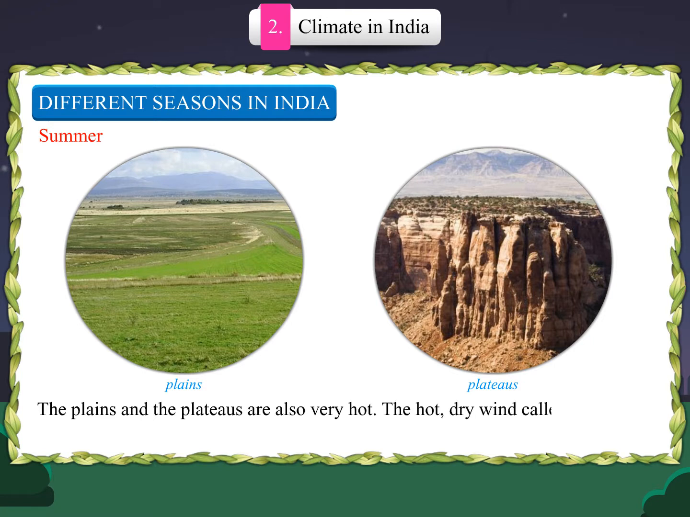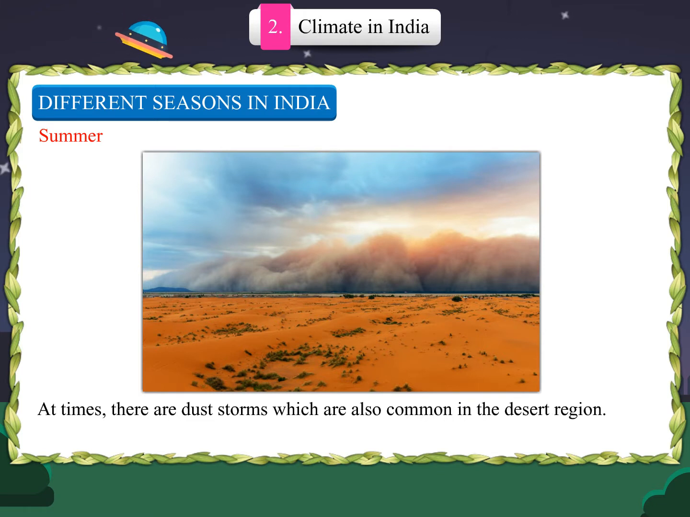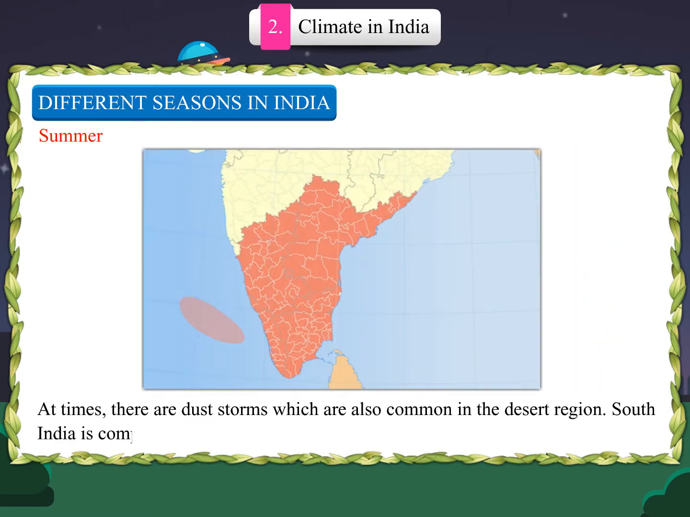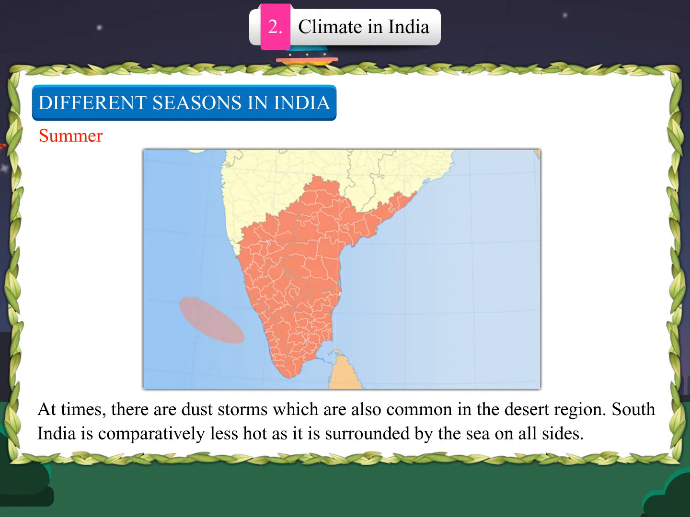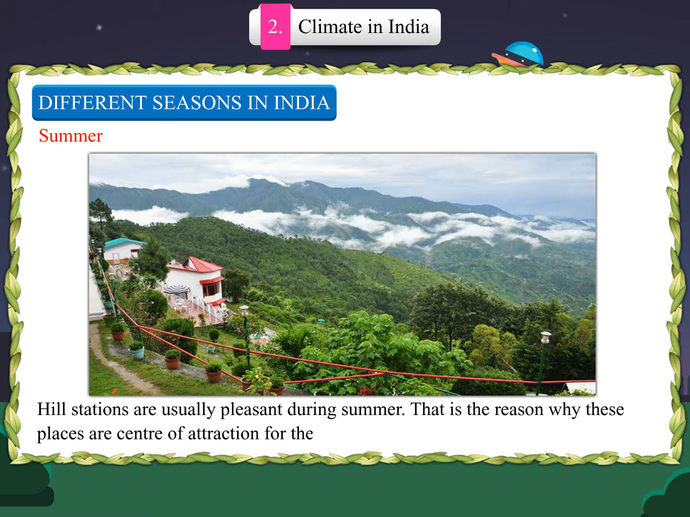The hot dry wind called Loo is common in North India during summer. At times, there are dust storms which are also common in the desert region. South India is comparatively less hot as it is surrounded by the sea on all sides. Hill stations are usually pleasant during summer. That is the reason why these places are the center of attraction for the people during their summer vacation.